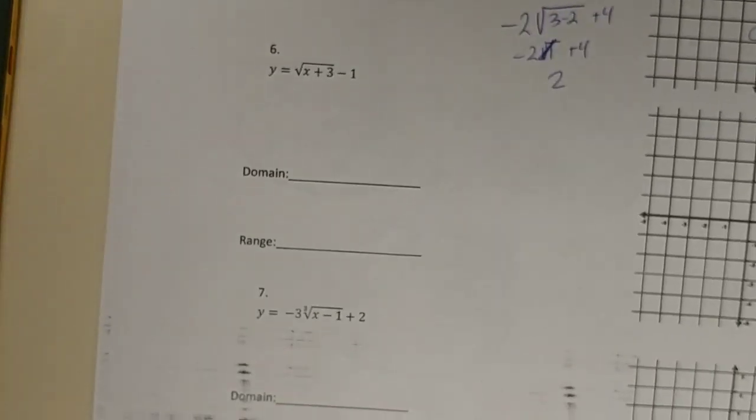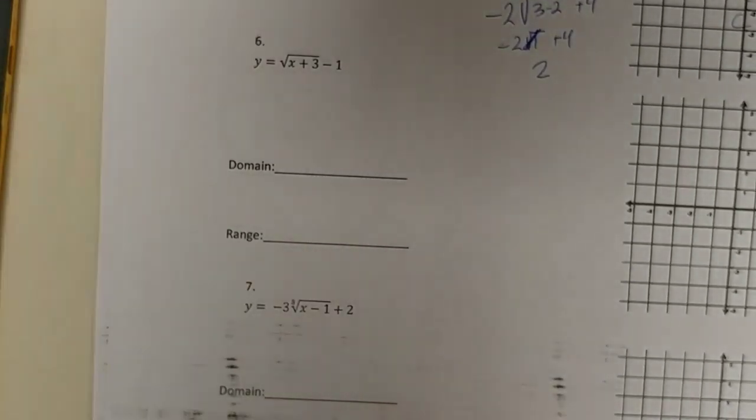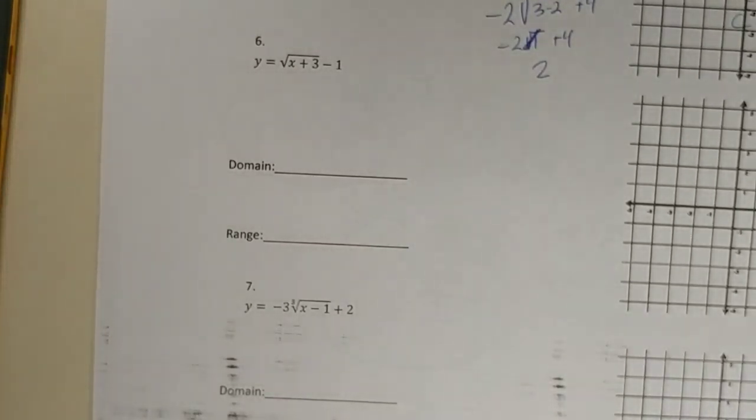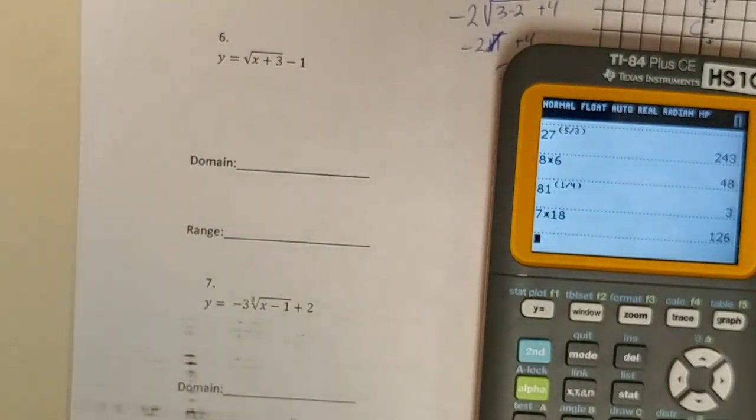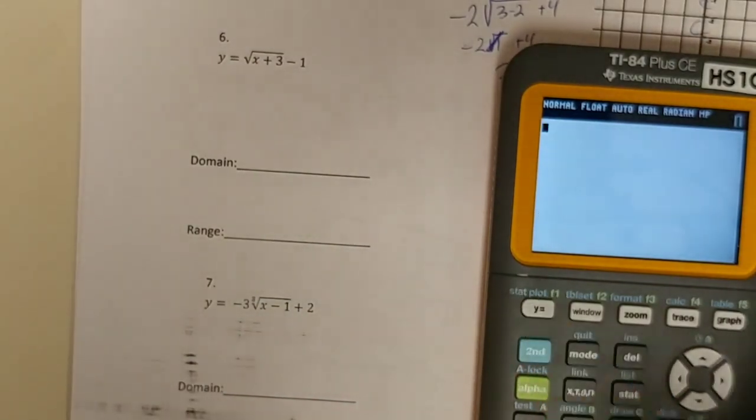Let's look at number 6. Number 6, the square root of x plus 3 minus 1. So now I'm going to show you how to do that all in calculator. So first I'm going to click y equals. I'm going to use my pen to point it out, I guess. So first I'm going to click y equals.